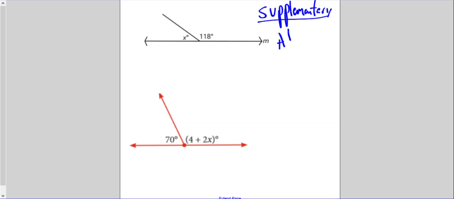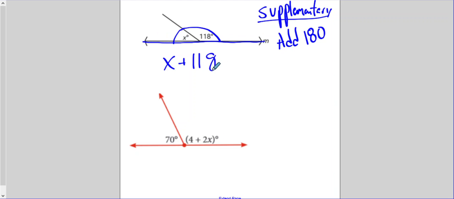Which means they add up to 180, and that's going to generate my entire equation. X plus 118 together, those form a straight line. That means they add up. Oops, that is a sloppy 8. I'm going to try that one again.